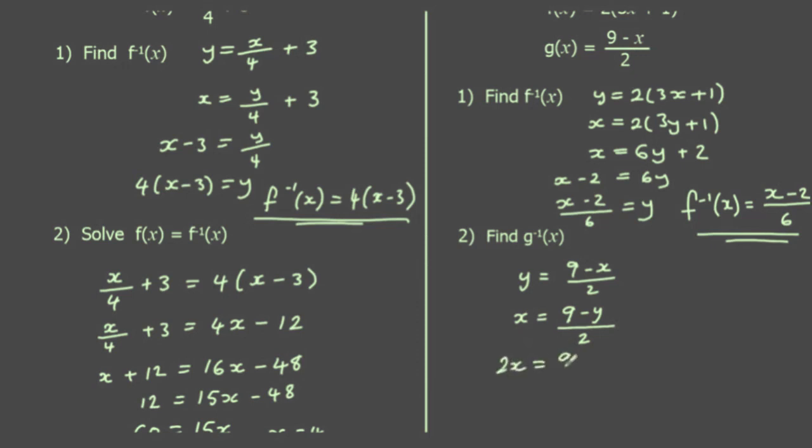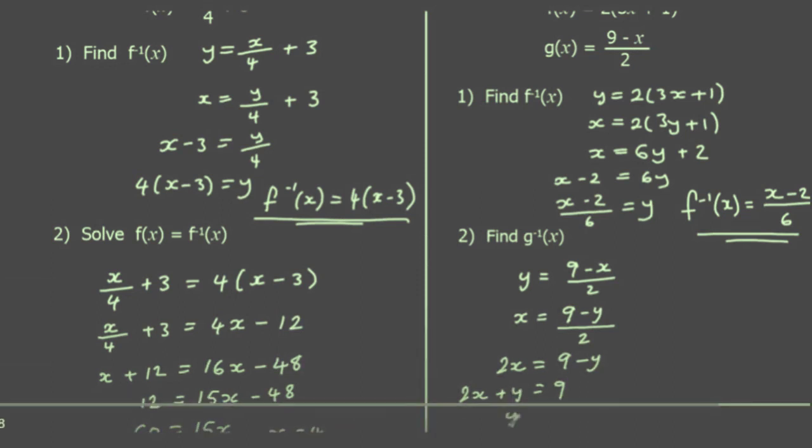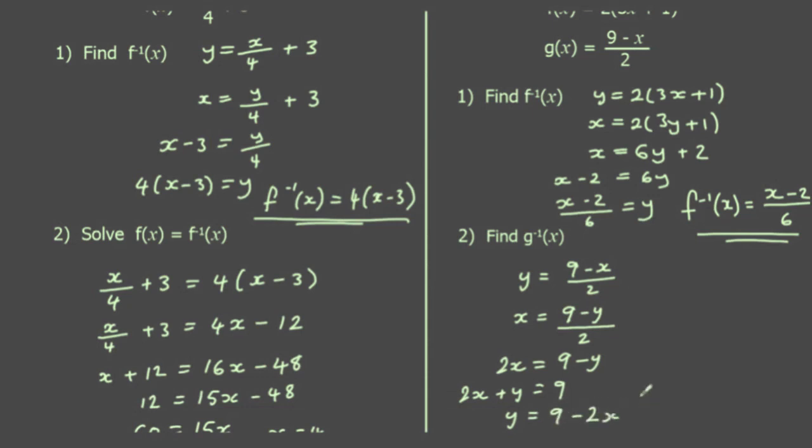2x equals 9 minus y. If we add y to both sides, we will have 2x plus y equals 9, and then subtract 2x from both sides, so y is 9 minus 2x, or g inverse of x is 9 minus 2x.